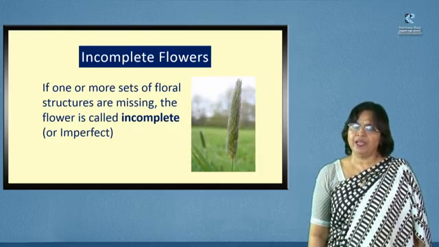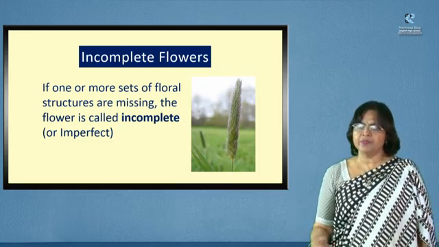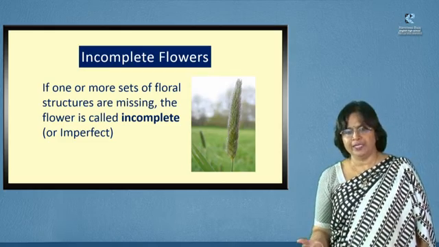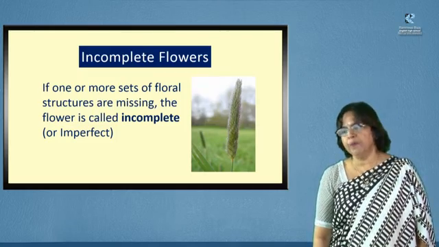An incomplete flower is one in which one of the whorls may be missing. It could be calyx missing, it could be corolla missing, it could be androecium missing, or gynoecium missing. Any one whorl missing is called an incomplete flower. Another word for it is imperfect flower.